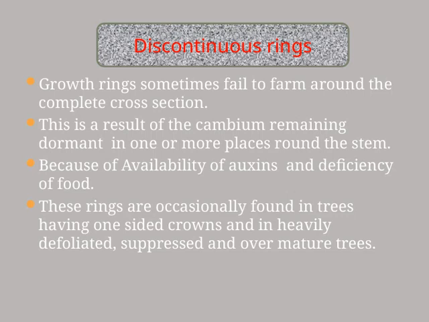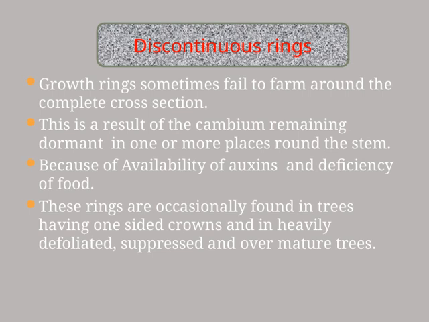Growth rings sometimes fail to form around the complete cross-section of a tree. This happens because the cambium, which is responsible for producing new growth, remains dormant in one or more areas around the stem. Essentially, the cambium stops active growth in certain spots, leading to incomplete rings.